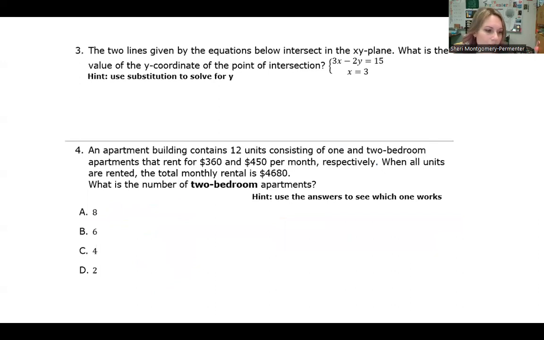So now we're back at question number 3. Question number 3 says, the two lines given by the equations below intersect in the XY plane. What's the value of the Y coordinate of the point of intersection? That sounds really confusing, but all we're doing is solving for Y. For this one, we know what X equals, so we can take that and plug it in right there. I'm going to rewrite that equation.